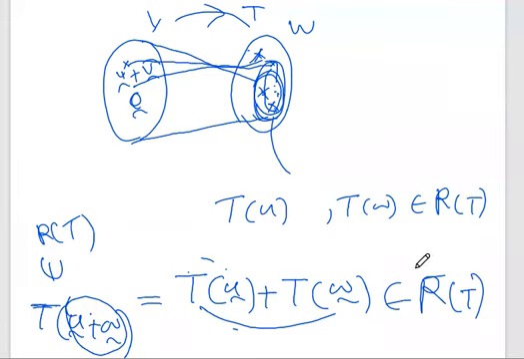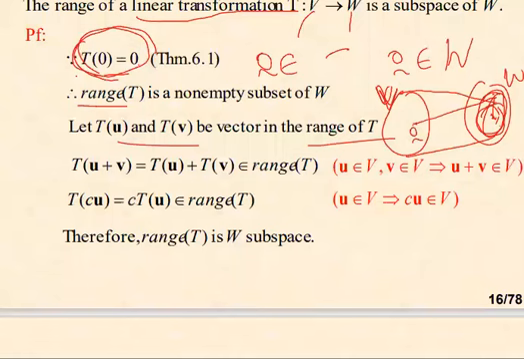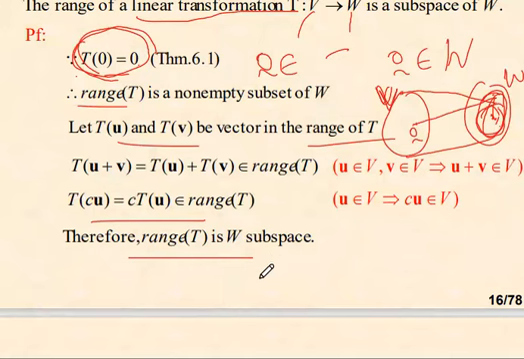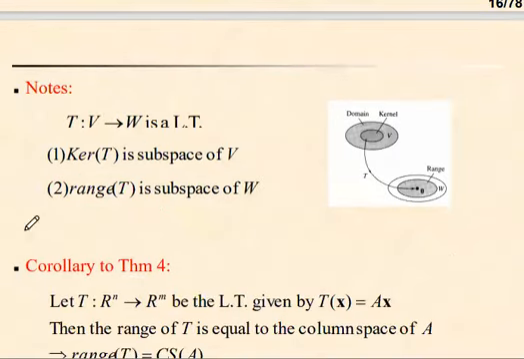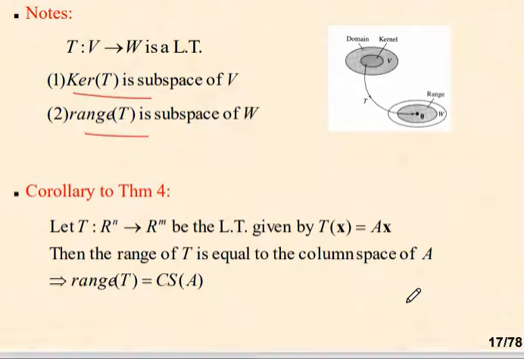The first condition is met. Similarly, you can show the second condition. Therefore, the range is also a subspace of W. Kernel is a subspace of V, range is a subspace of W. The kernel is a subspace of V, the range of T is a subspace of W.